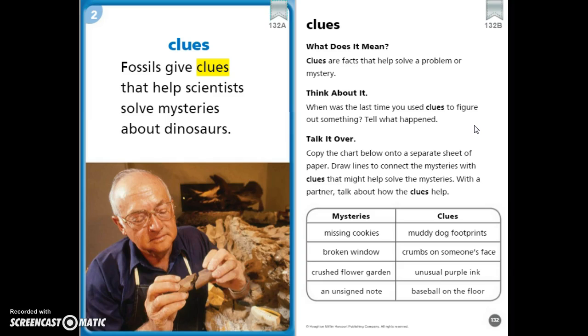On that same sheet of paper, maybe on the back side or under the web that you just did, you can copy this chart or you can just talk about it with your learning adult. You're going to connect the mysteries with the clues that might help solve them. So with your learning adult, talk about how the clues could help. Feel free to pause the video.